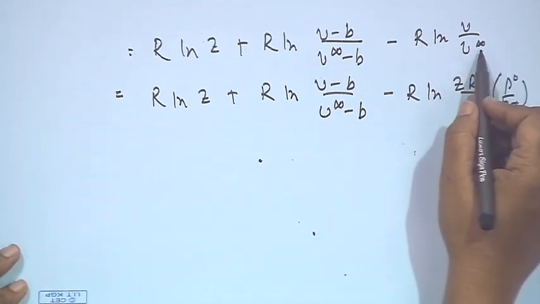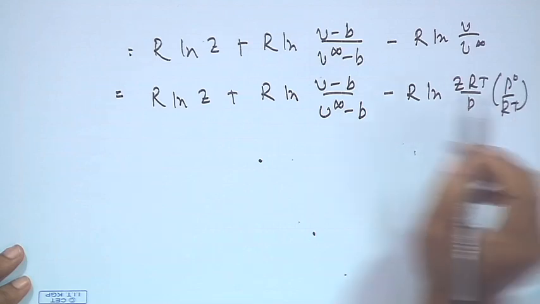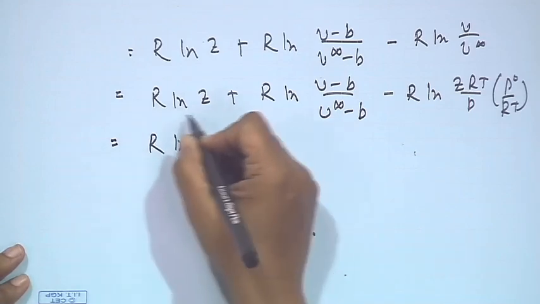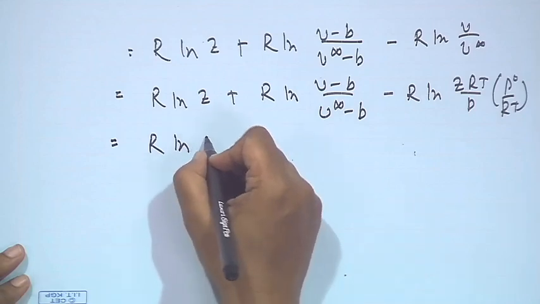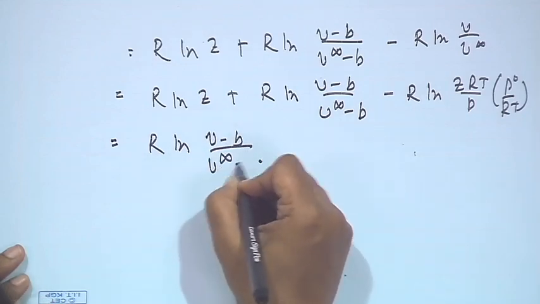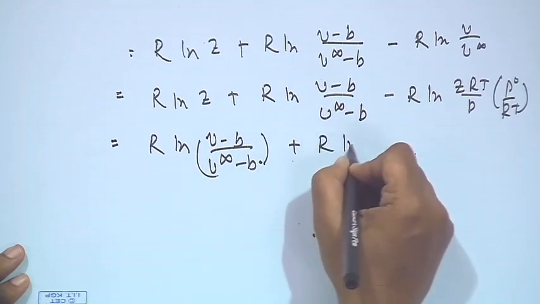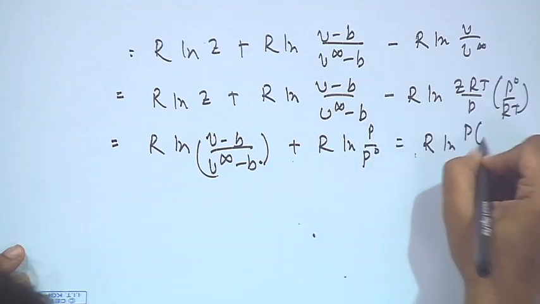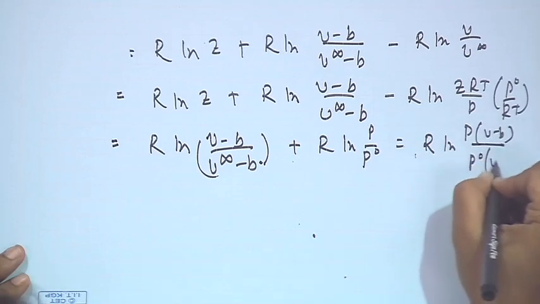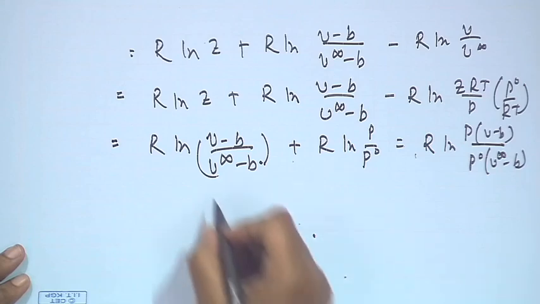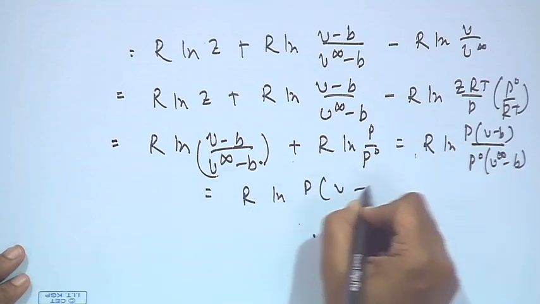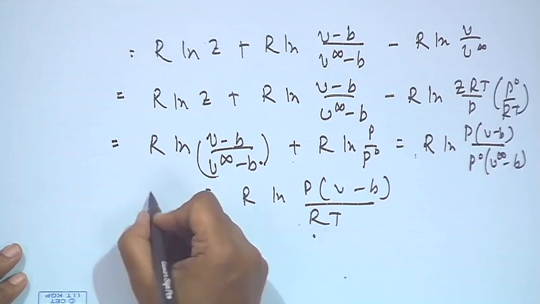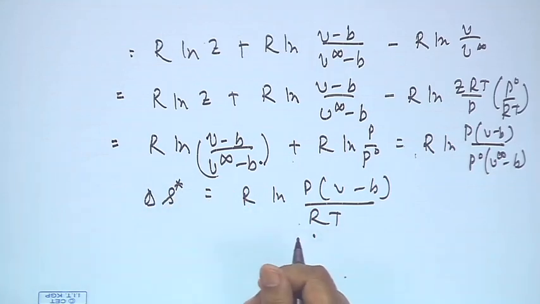Because V infinity is the ideal gas volume, right? V is Z RT by P. I have just made some substitutions. So, this gives me R ln, because R ln Z they are going to cancel out, and finally what I get is R ln (V minus B) by (V minus B) plus R ln P by P0. Agreed? Which is nothing but R ln P into (V minus B) by P0 into (V infinity minus B). Or in other words, this is nothing but R ln P into (V minus B) by RT, isn't it? So, you find delta S star comes from a very simple equation.